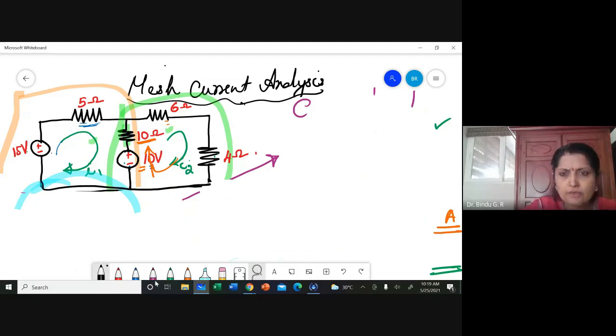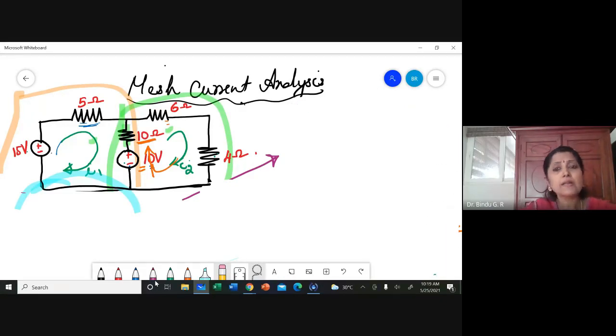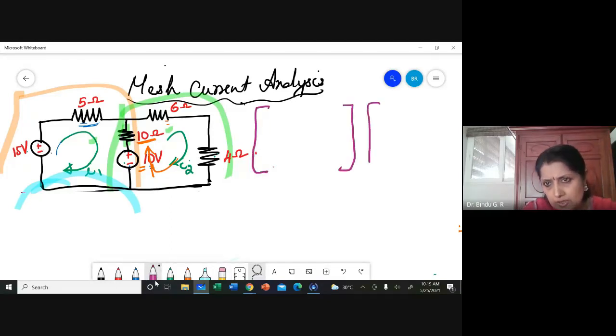This is our circuit. Now, even without going for the equations, the same equations can be directly written through the matrix equation. How? Let's see. All of you should listen. This is very important. I'm going to write the matrix equation directly from the network. Okay.